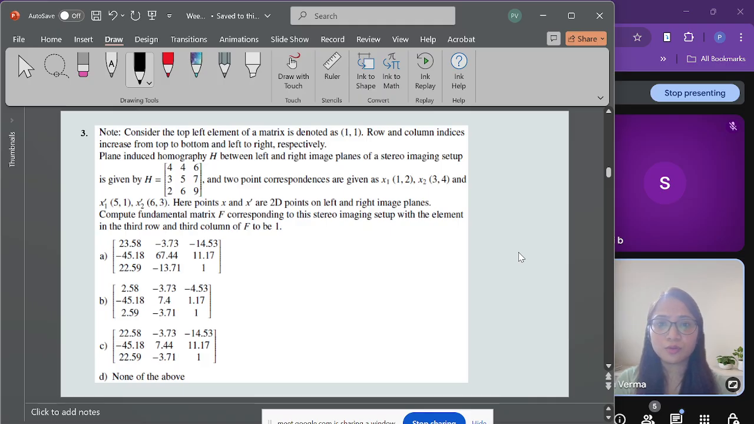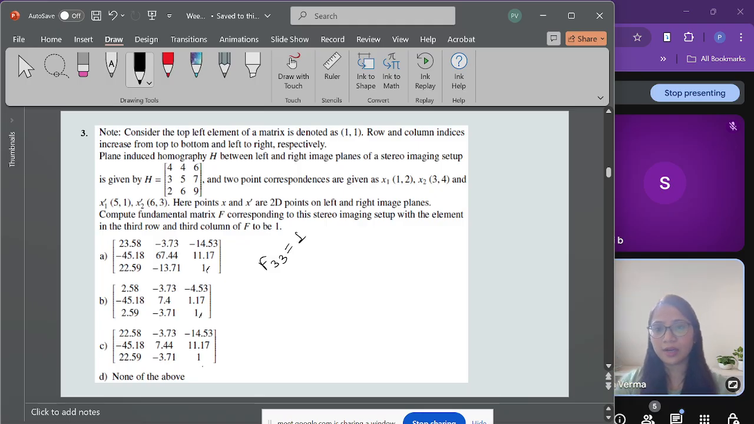and two point correspondences are given as x1 is 1 2 and x2 is 3 4, and x1 dash is 5 1 and x2 dash is 6 3. Here points x and x dash are the 2D points on the left and right image planes. Compute the fundamental matrix F corresponding to this stereo imaging setup, with the element in the third row and third column of F to be 1. So here we have to note down this point first. That means F33 must be equal to 1.